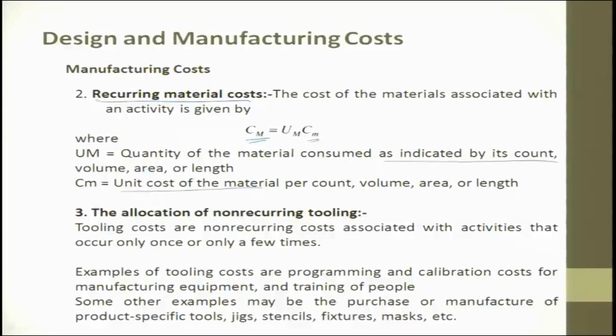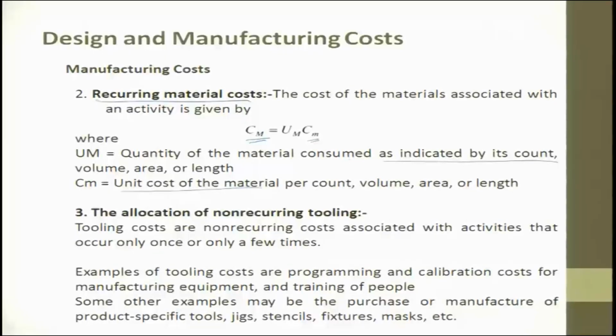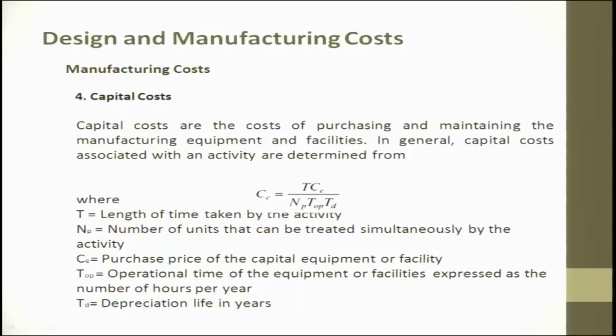Then allocation of non-recurring tools. Tools costs are non-recurring costs associated with the activities that occur only once or few times. For example, once in 100 cycles I have to replace the drill. So, for every 100 parts you do it once, and many a times you buy a spanner and that spanner stays with you rest of the life whenever you do some operation. So, those things are called one time affair or a few times in the cycle. Examples of tooling cost are programming and calibration cost for manufacturing equipments and training people. Some other examples may be a purchase or manufacture of product specific tools, jigs, stencils, etc.